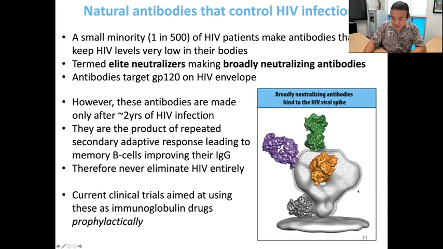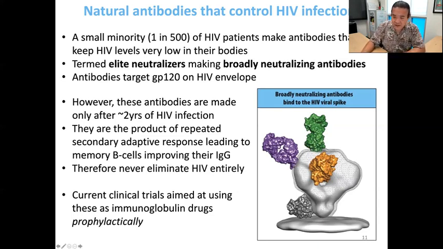So you can see here, this is a really cool image, because the gray shape here represents the glycoprotein spike, the GP120 spike on the surface of HIV. This down here would be the surface of the virus, where the spike sticks out from.